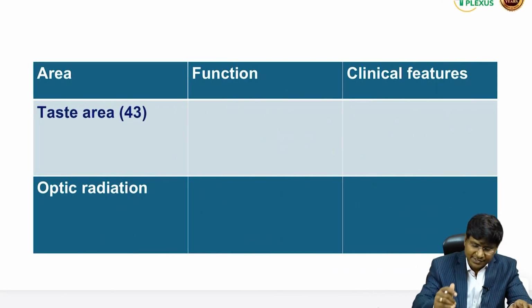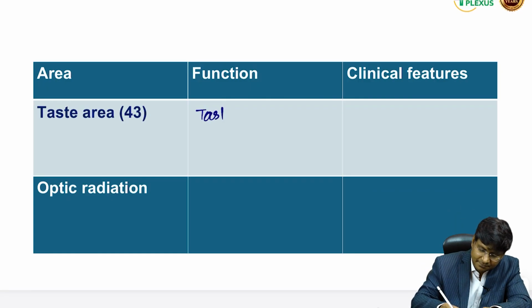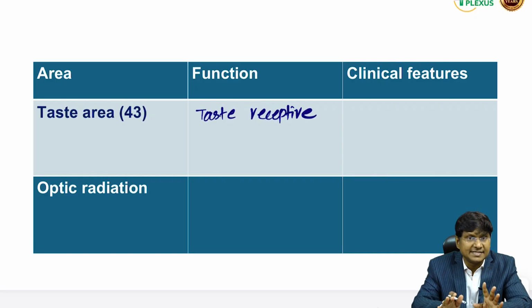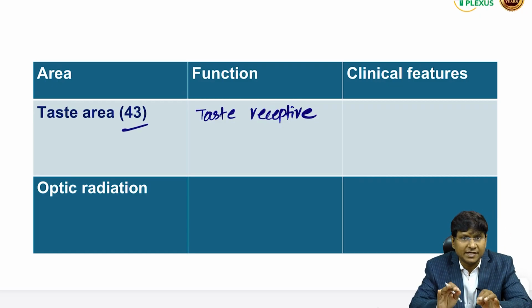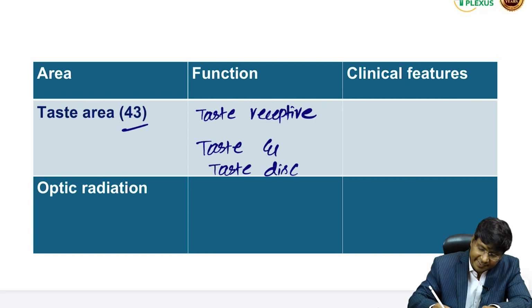The other important area in the parietal lobe is the taste area. The function of the taste area is what? It is the taste receptive area, and that is area number 43. This particular area 43 is required for conscious perception of taste, and it is required for taste discrimination.